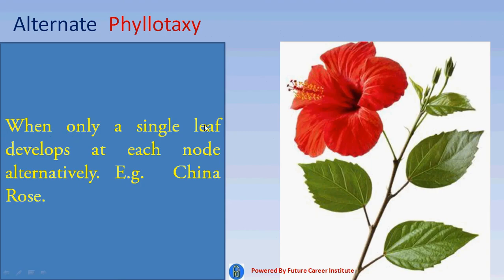When only a single leaf develops at each node alternatively, it is known as alternate phyllotaxy. What is a node? A node is the point on the stem from where a leaf originates. Let us take a look at this picture of hibiscus or China rose. We can see that from one node only one leaf is originating. That too alternatively. Hence we have the name alternate phyllotaxy.